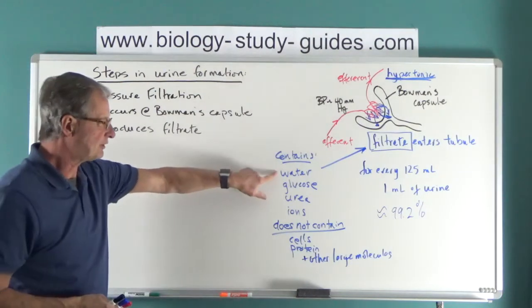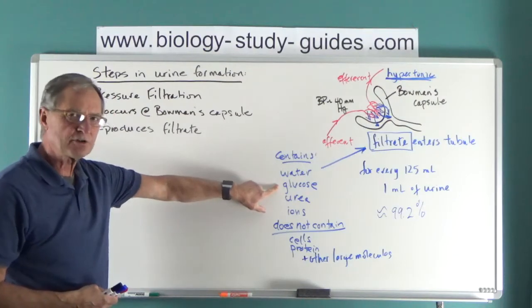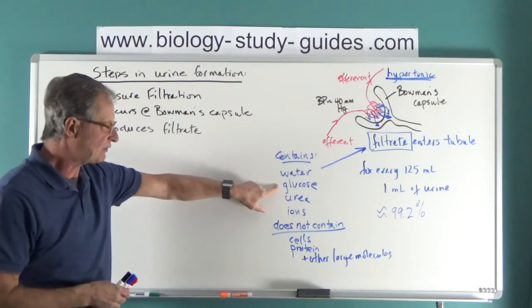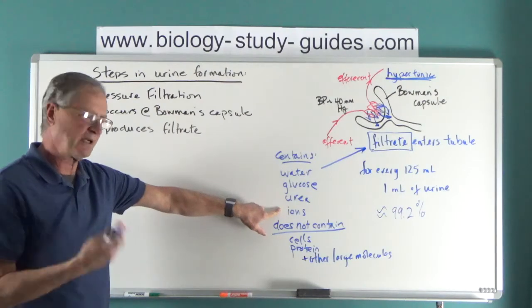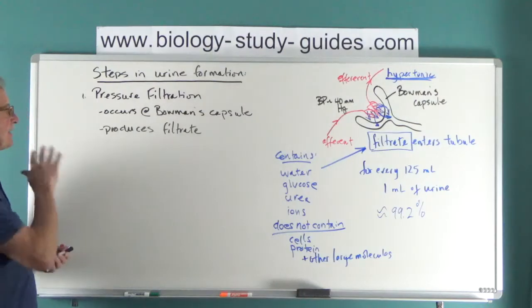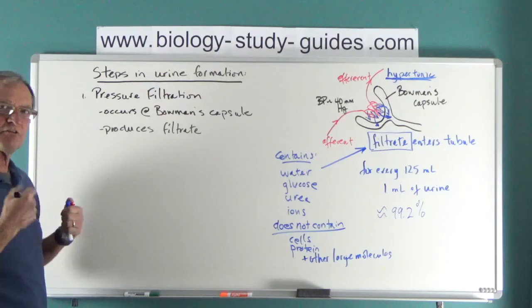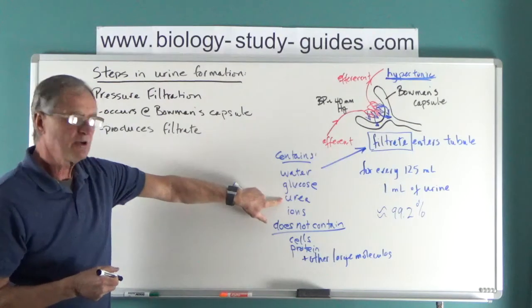We can't afford to lose all that water. We have to get the water back. We can't afford to lose our blood sugars. We have to get those back. We can't afford to lose all the ions that are floating around in blood and keeping us healthy all the time. We have to get some of those back as well. But that's the first step. We have to make the filtrate. We have to start the process to get rid of the urea.